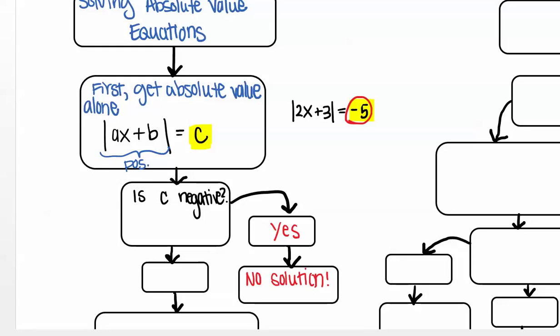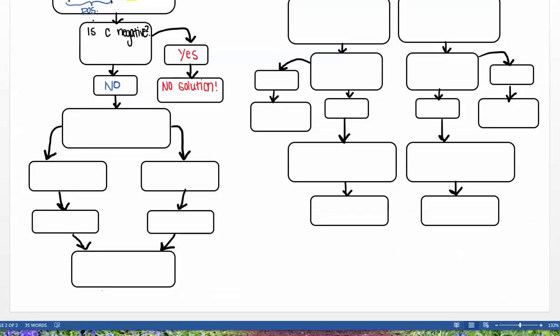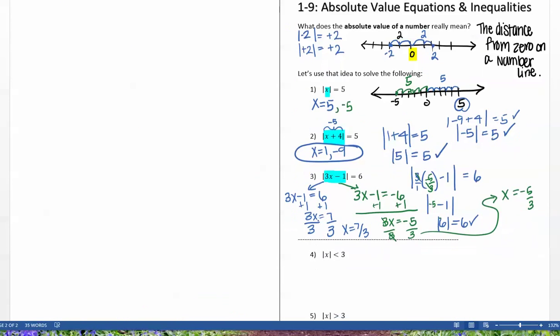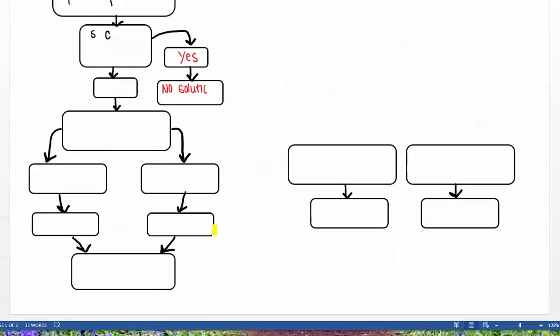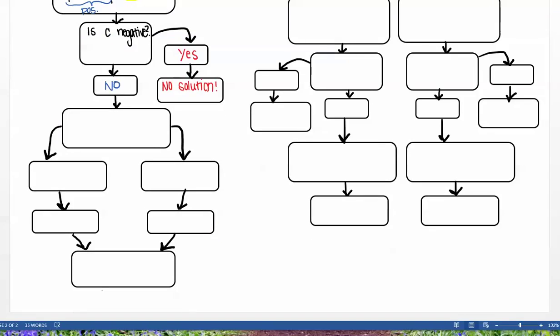Okay, so let's say it's not negative. Let's say the answer to that is no. Great. In that case, then we can solve it. So the way that we're going to solve it is like we solved number 3. We took what was inside, 3x minus 1, inside of the absolute value, and we set it equal to two things. We set it equal to the 6, which is our c, and a negative version of the 6. And then we solved two equations. So that is what we're going to do.